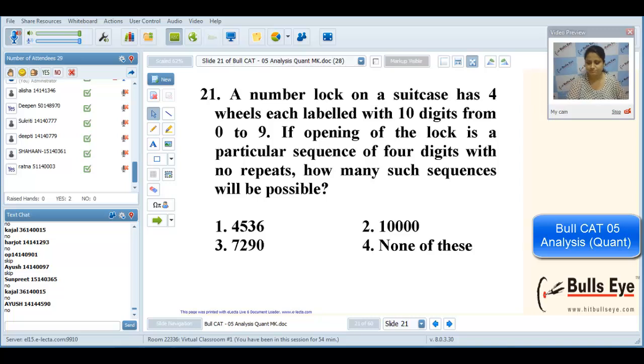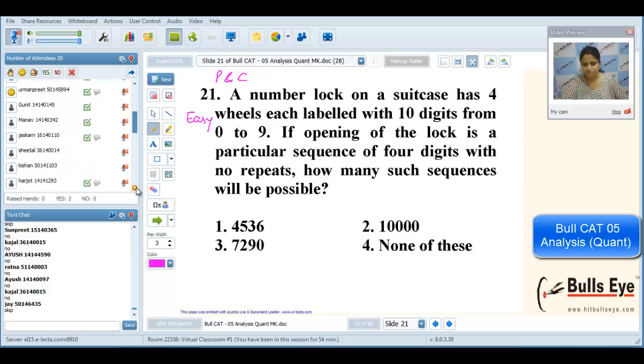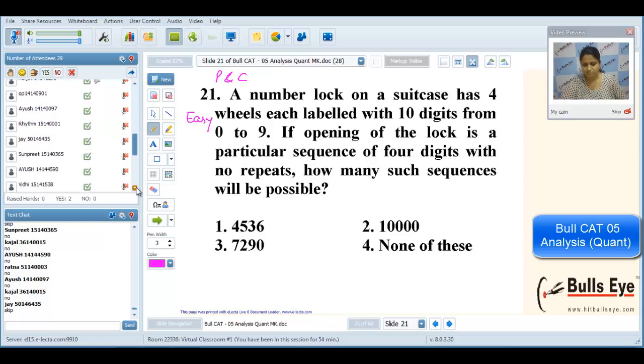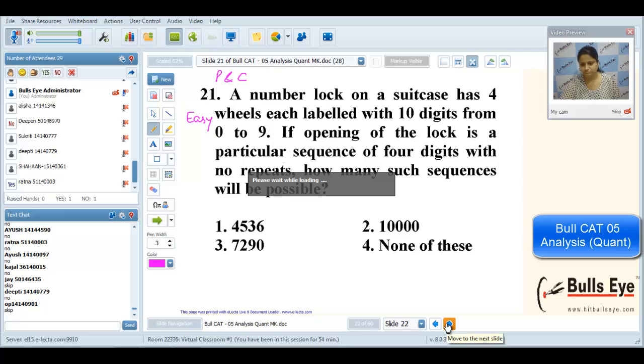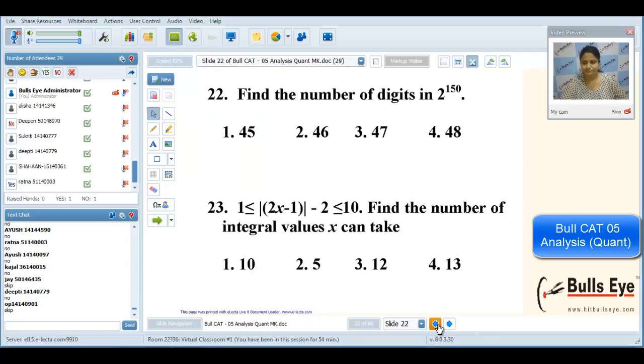Any problem? Permutation and combination question. I'll take it as an easy question if you know the basics of permutation and combination. Yes, any problem? Deepti? Okay, next. Karan, which question are you saying, 22nd or 23rd?